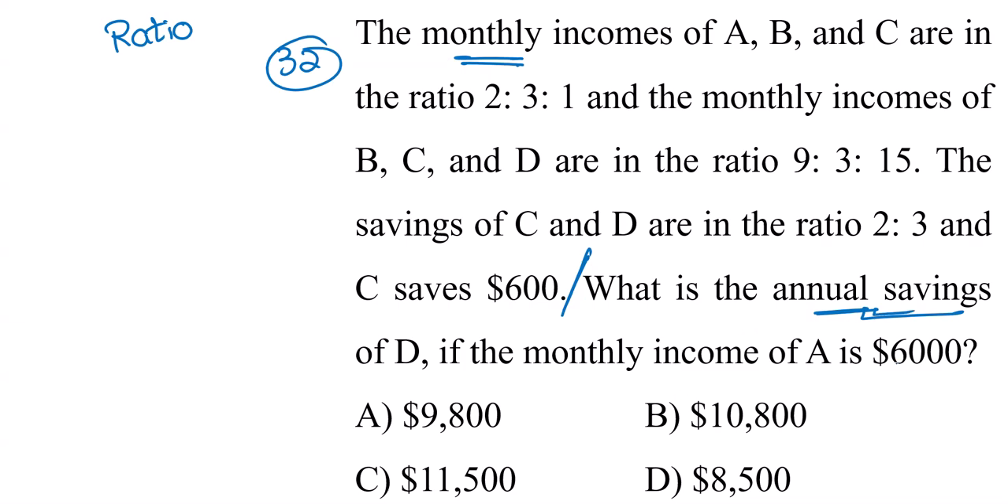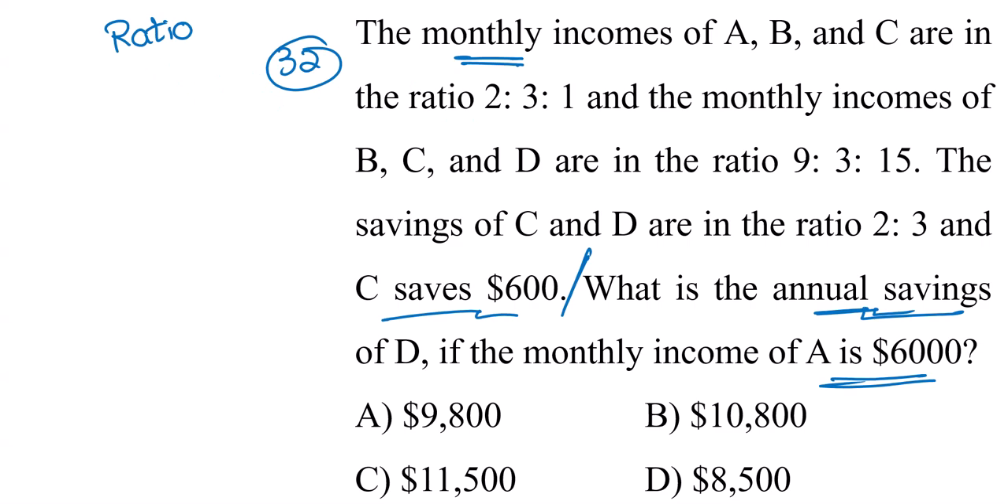They have given the monthly income of A, and the savings of C is given. This is all monthly, but they're asking about annual savings. So regarding income, one thing you have to be careful about: the savings and income are both available. A income, B income, C income and D income. Why that income? The question is regarding the annual savings of D. I think they made this question confusing.